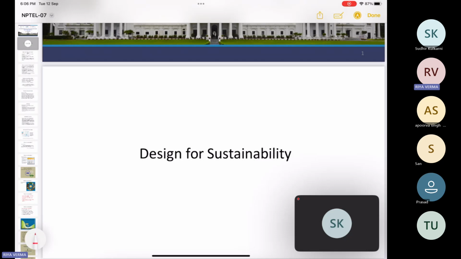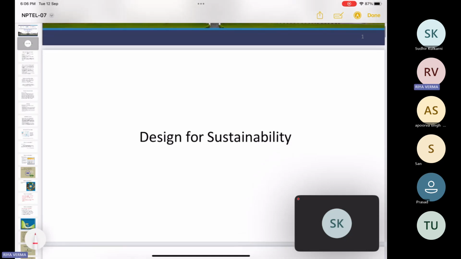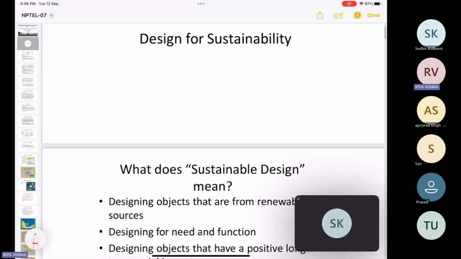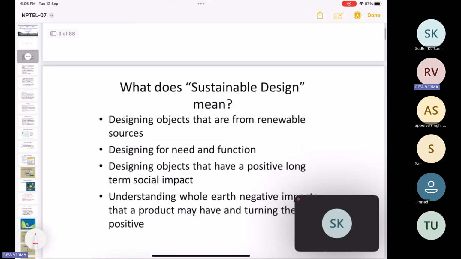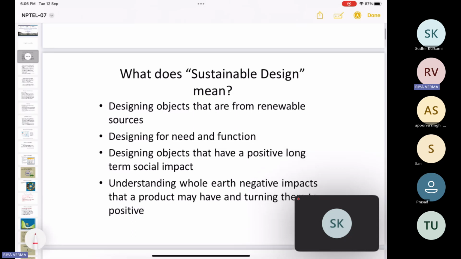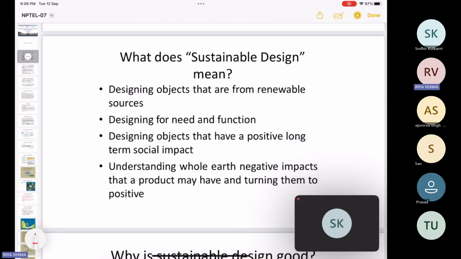So let's start with the revision of this week. Now, for design for sustainability. So let's have a quick revision about all the terms that we have discussed so far. That is, what is sustainable design, what is sustainability or sustainable development. So, what does sustainable design mean? Basically, it means designing the objects that are from renewable sources. That is, the sources from which we are designing the objects.